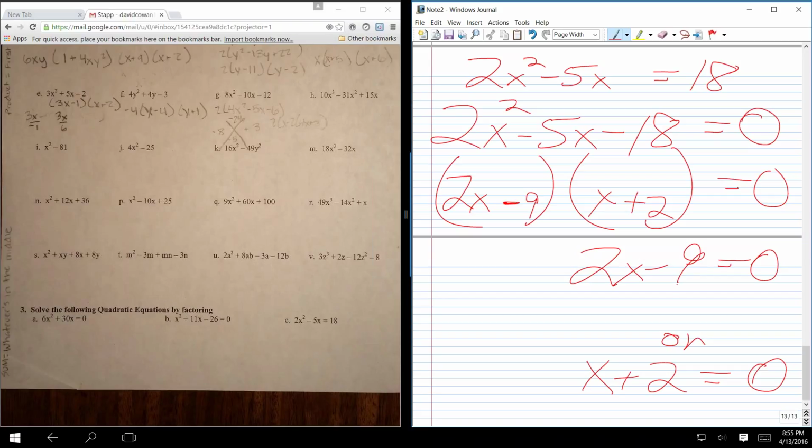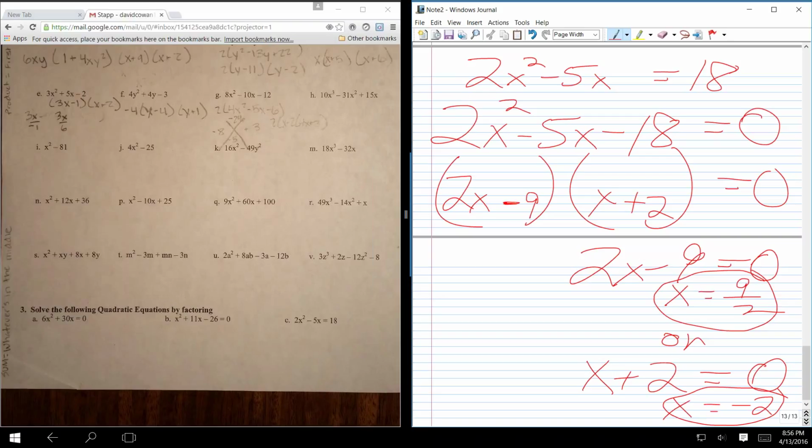Okay, what's the first one produce for a result? x is equal to 9 divided by 2. You can leave it like that. You don't need to make it 4.5. In fact, this is actually a better answer than 4.5. 4.5 is hard to work with. Ratios, fractions are easy to work with. This one is what? -2. All right, so that's your two solutions.